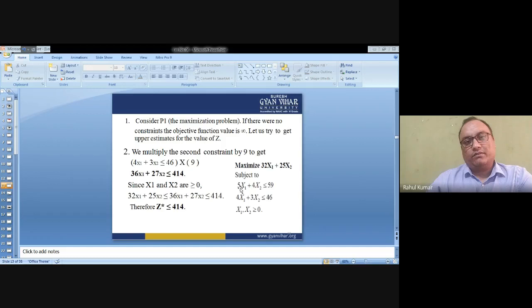So consider P1. The objective function value to get the upper estimate for the value of z is here. So these are the two functions. This gives the different types of constraints. Here we will multiply the constraint by 9.